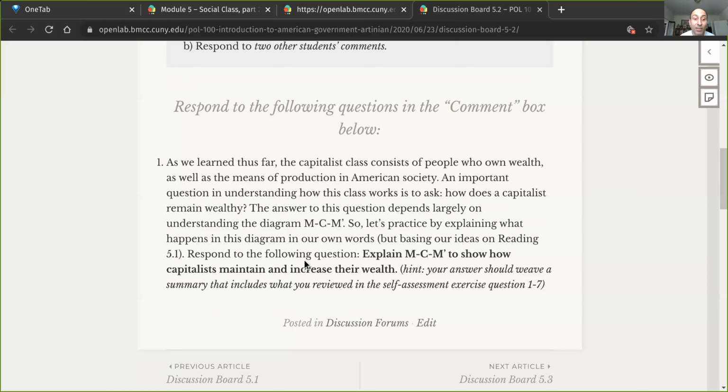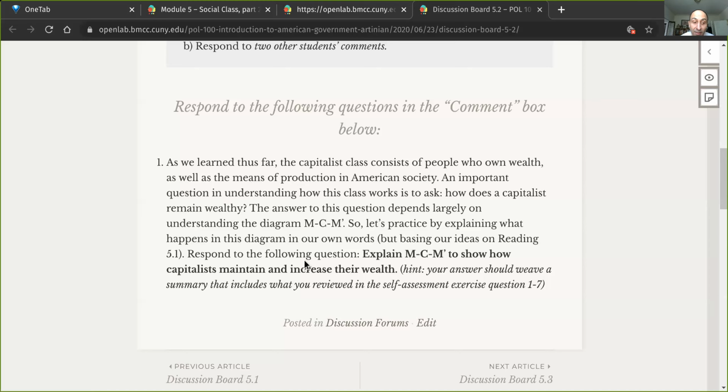So how does the wealthy class remain wealthy? The answer to this question depends on understanding the MCM prime or MCM plus diagram. So let's practice, because this is going to be the exam essay question on the midterm, something like this. Explain in your own words, but basing your ideas on reading 5.1, respond to the following question. Explain MCM prime to show how capitalists maintain and increase their wealth. Think about what you reviewed in questions 1 through 7 on the self-assessment exercise right before this discussion board. Refer back to the reading and think.